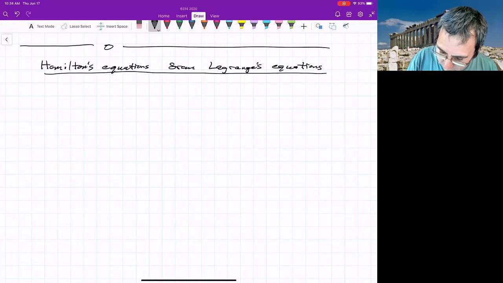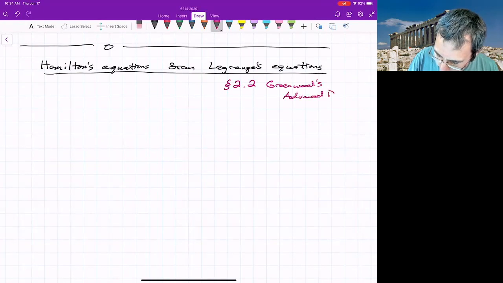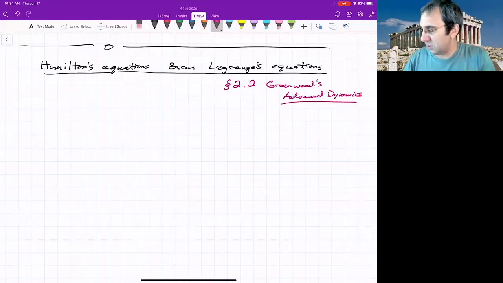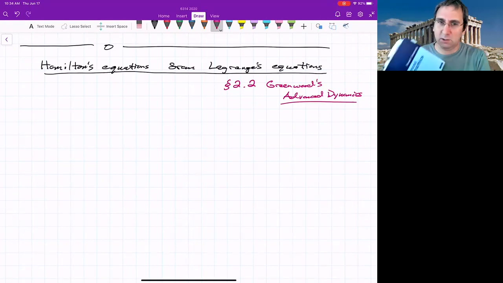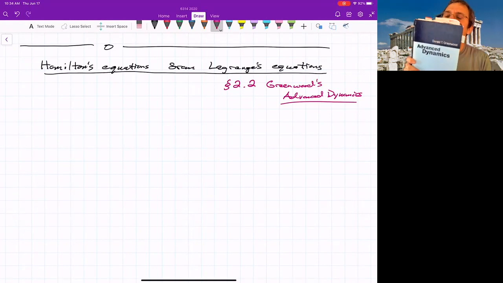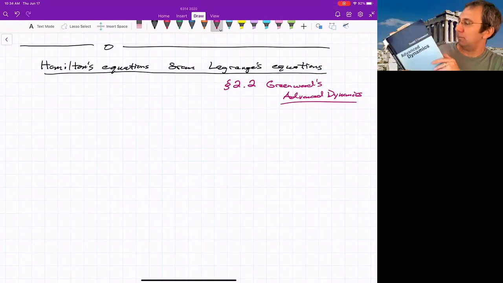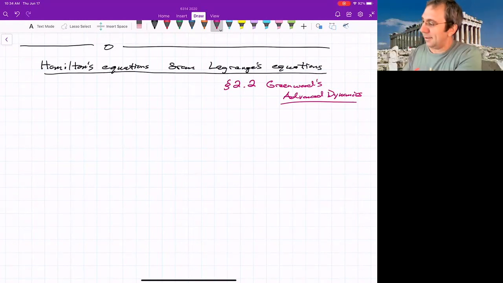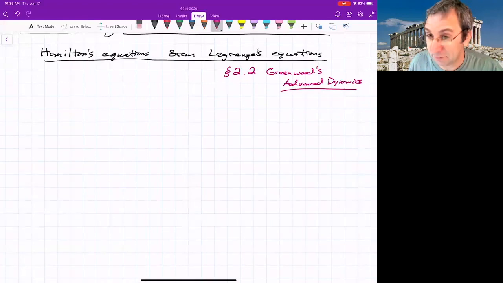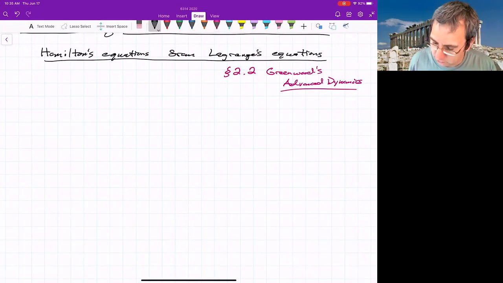If you're looking for something to read, it's section 2.2 of Greenwood's Advanced Dynamics, which I think is something I shared as one of the readings. The book looks like this, right? Advanced Dynamics. He was a professor at University of Michigan. I've written in mine a lot. It's pretty good. It gives a lot of good examples too. He works out very engineering type examples.